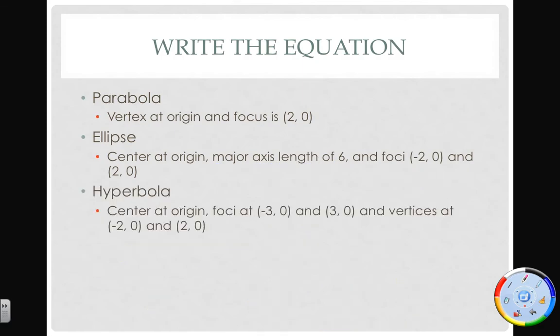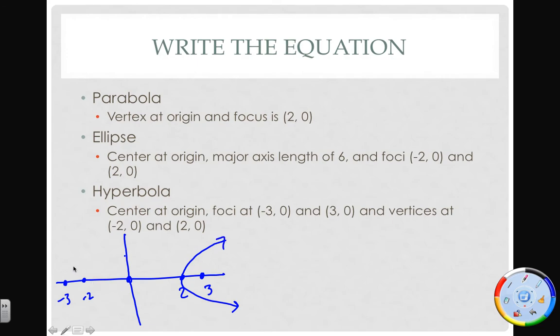So we have a center at the origin. In this particular case, I'm choosing 3 problems where they all open the same direction. So we have foci at 3 and negative 3 and vertices at -2 and +2. Well, that means I have a picture that looks like this. It opens left and right. And because it opens left and right, what do I automatically know? Well, I automatically know that it's got to be an x squared minus a y squared.